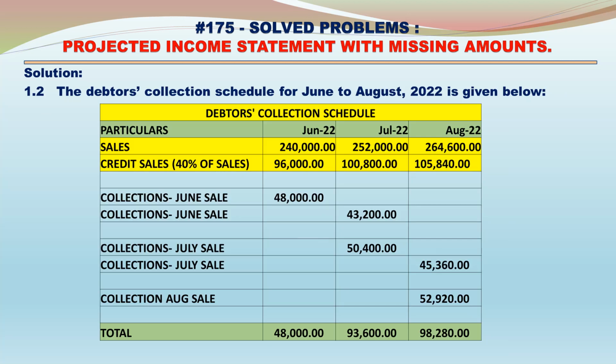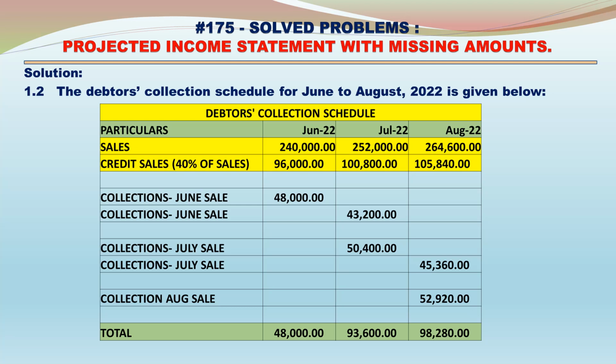1.2. The debtors collection schedule for June to August is given below. Particulars: June, July, August. Sales: June 240,000, July 252,000, August 264,600. Credit sales: 40% of sales, 96,000 for June, 100,800 for July, 105,840 for August.